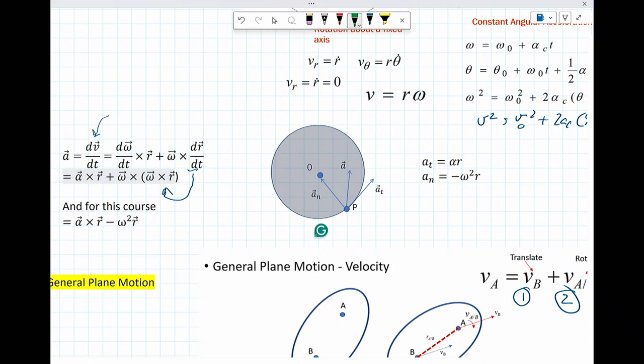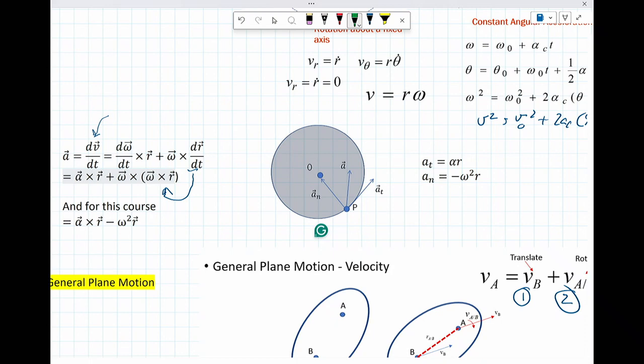minus omega squared r. This is a good opportunity to get up to speed with any cross products you want to do. But if you just put r as i in j and omega in k, you'll find immediately you can't help but get this relationship right here. But this relationship doesn't hold true in general, and in third year when you start doing robotics and things like that, it's better to use the vector formulation. But for now, this does.